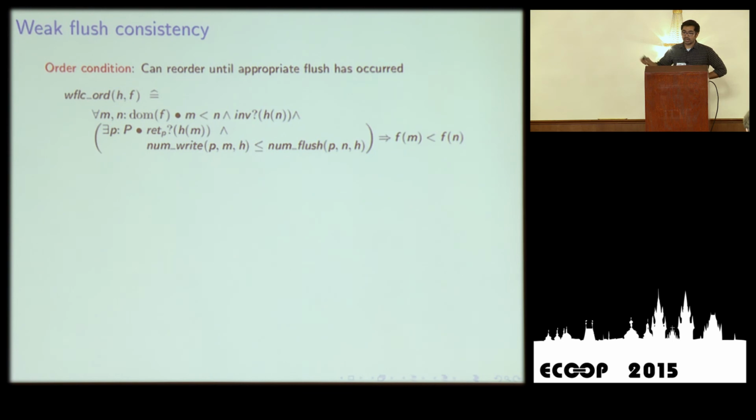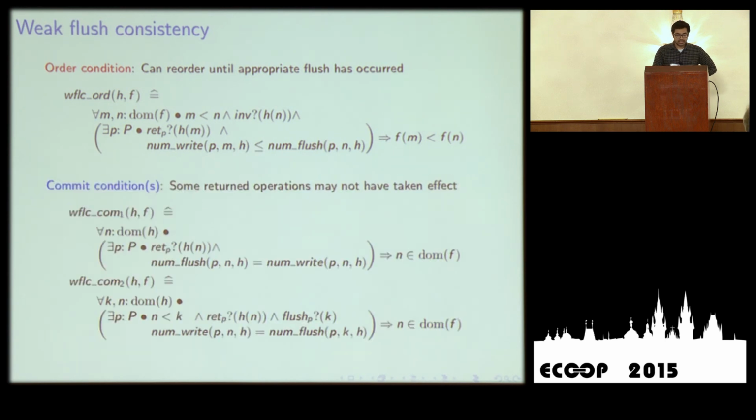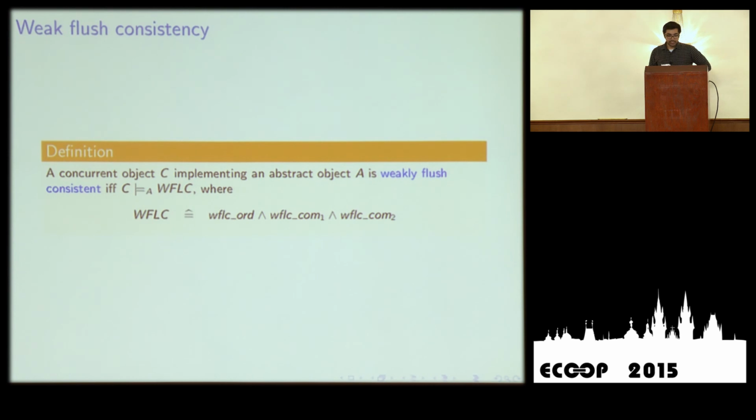You're allowed, I won't go through the whole thing, but you can reorder until the appropriate flush has occurred. And the commitment conditions say that, again, it's not a total condition anymore, it's a weak one, where just because you've returned doesn't mean you have to take effect. Yeah. Then you can define weakly flush consistent as being something that looks like this. I'll let you read the paper for all the details.